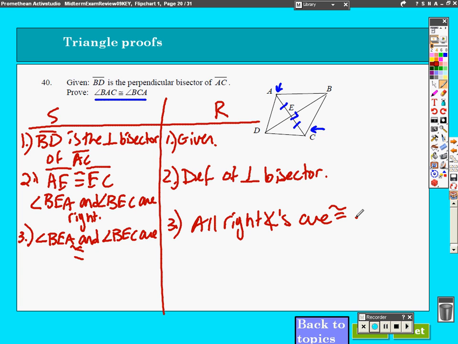We also know that these two triangles share this side. And they share the side, which means it's congruent in both triangles. So side BE is congruent to itself, side BE, by the reflexive property.